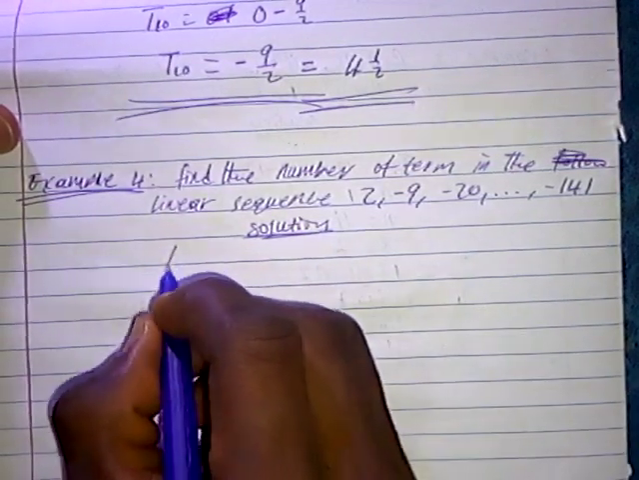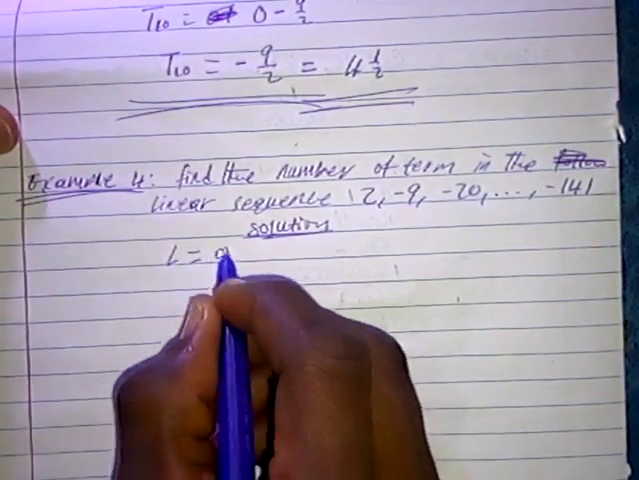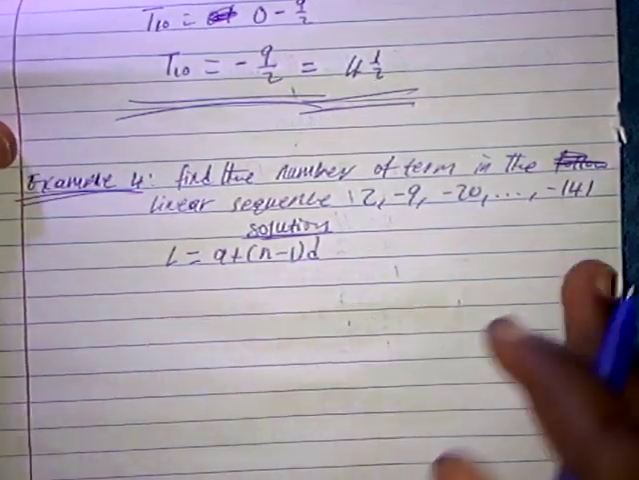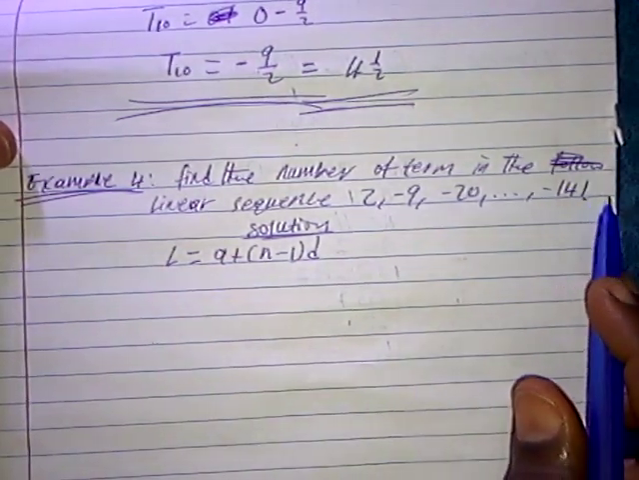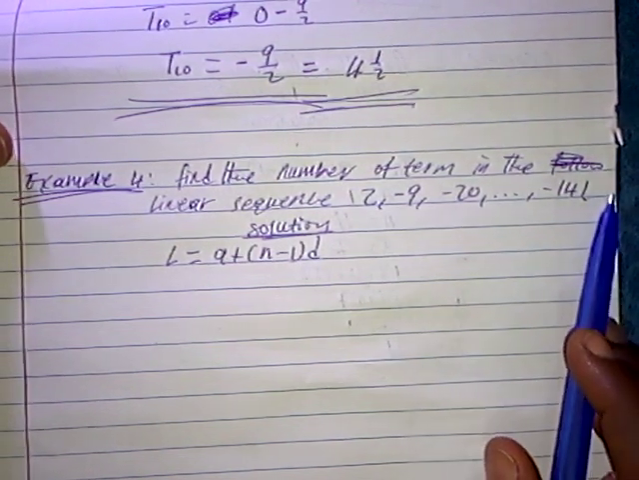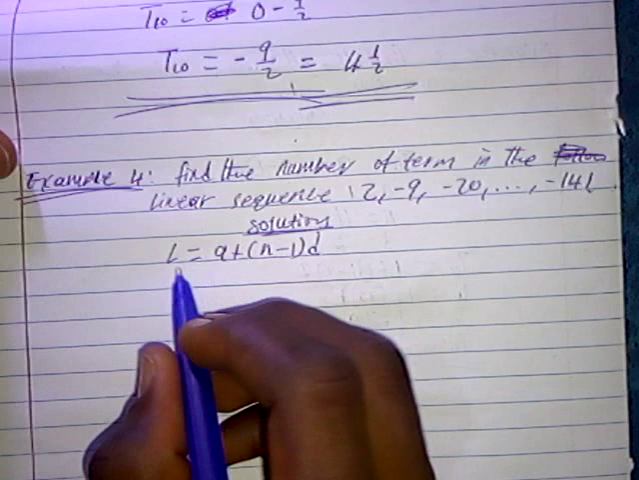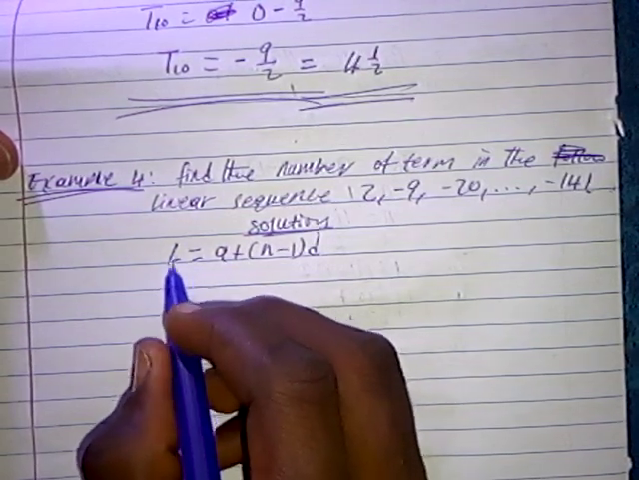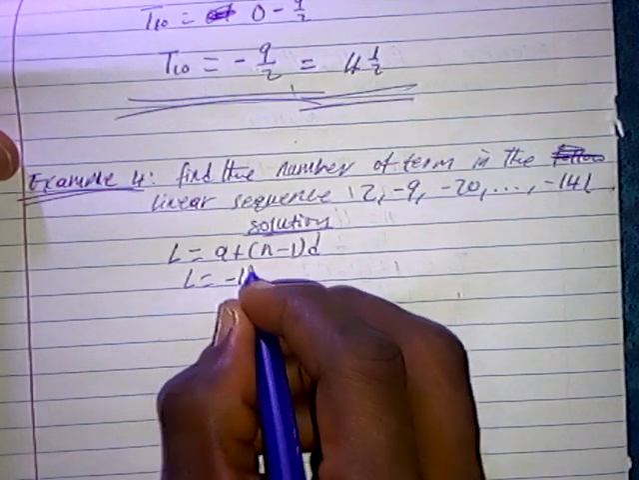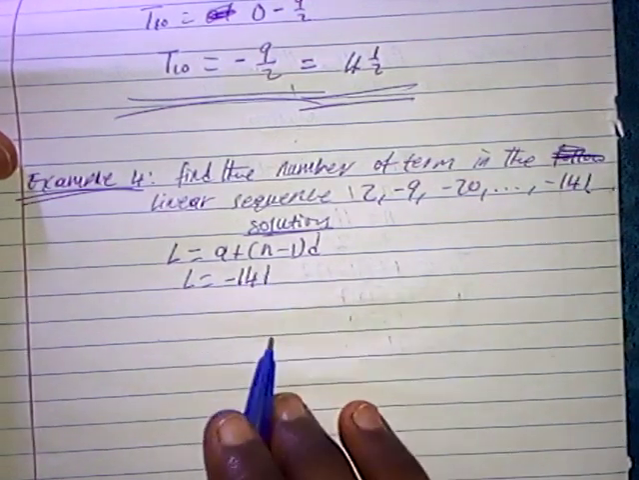What's the second formula? It's L equals A plus (n minus 1)d. Do you see? Always watch here. If there's a dot, that means the first formula. If there's nothing, that means the second formula. Now what is the last term, which is L? L is equal to what? Minus 141.